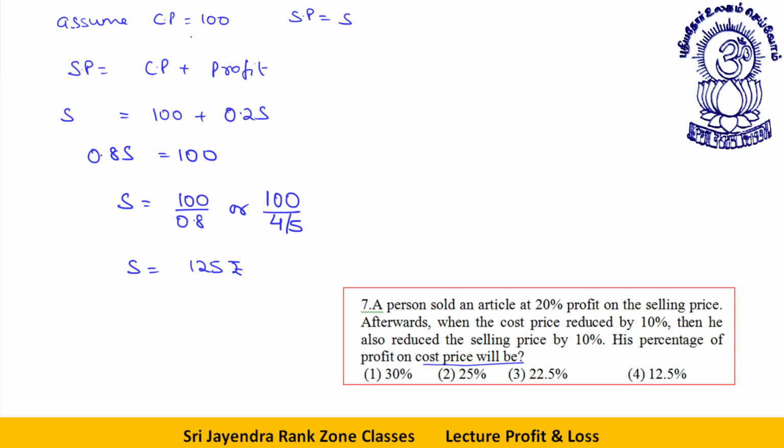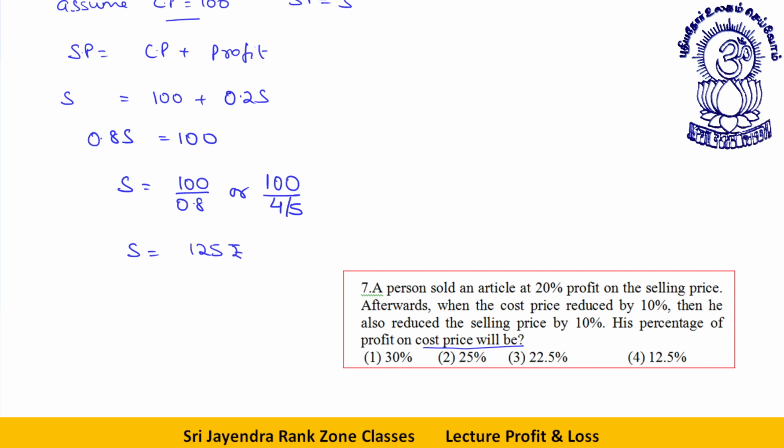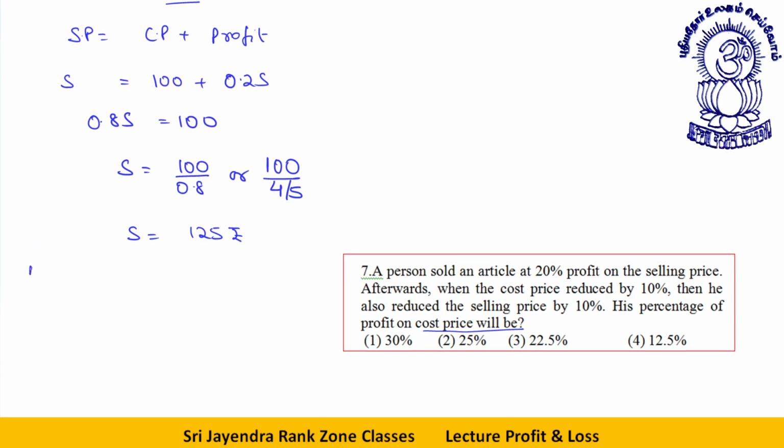CP was 100. When the cost price reduced by 10%, then he also reduced the selling price by 10%. His percentage of profit on the cost price will be. Okay. Now we have to find the actual profit. But new CP will be 90, reduced by 10%. New SP will be 125 minus 10%, or that will be 112.5 rupees. This is 90 rupees.